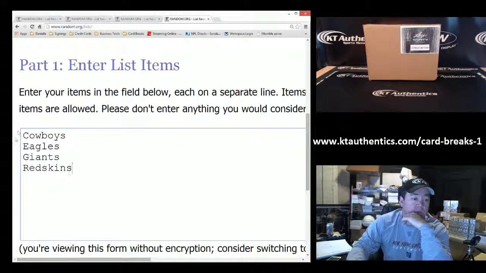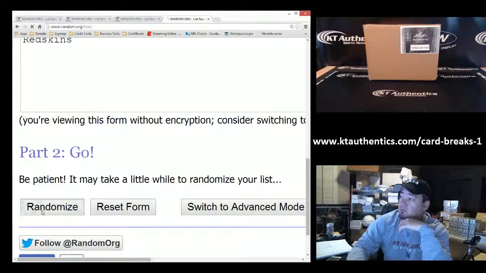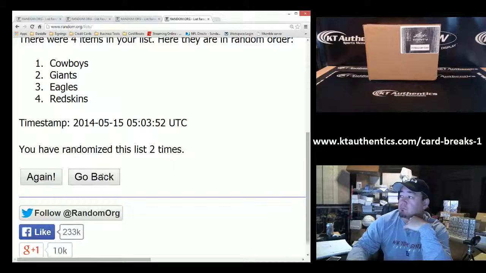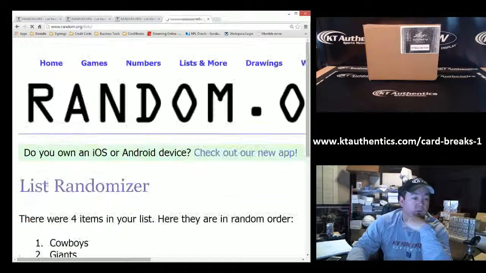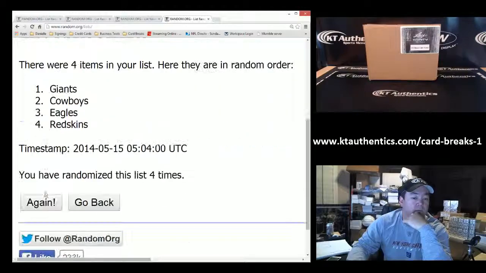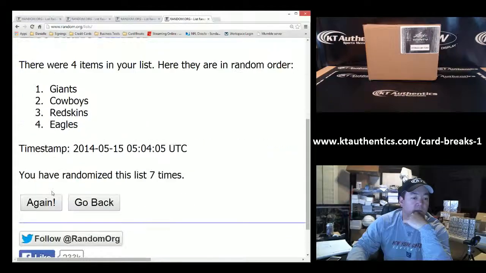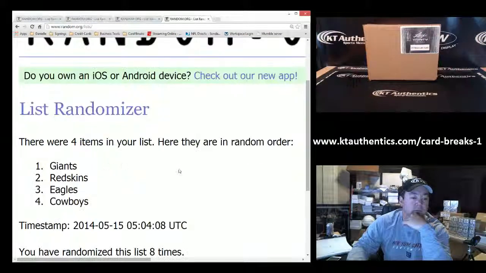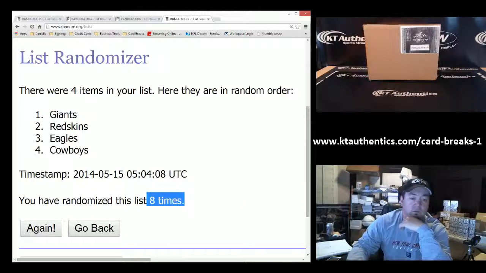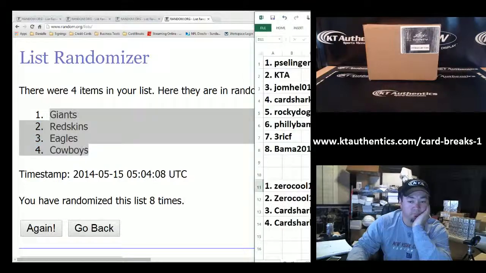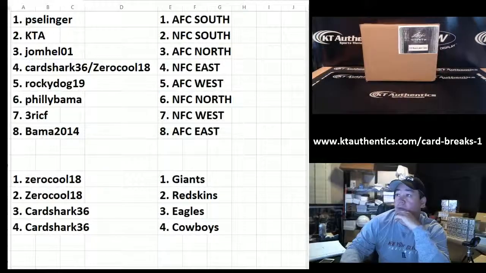Alright, here we go. Cowboys, Eagles, Giants, and Redskins. Eight times. One, two, three, four, five, six, seven, and last but not least, number eight. Giants, Redskins, Eagles, Cowboys. Eight times. So. There it is.